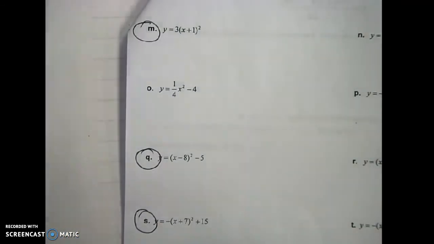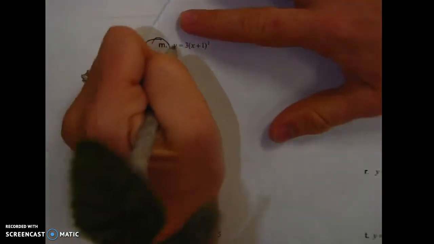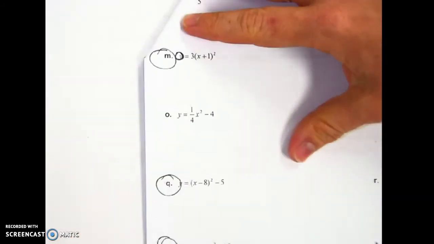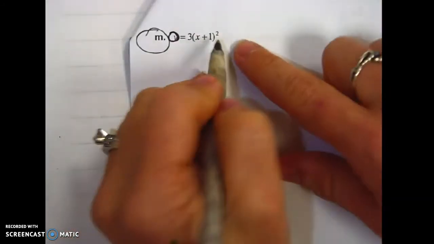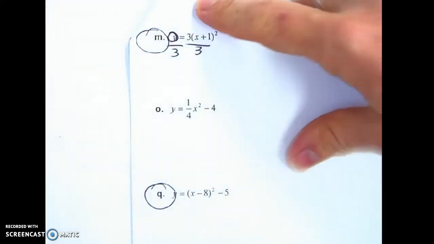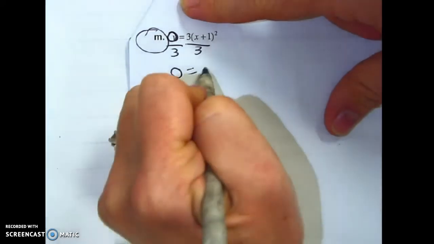Letter M. First thing I got to do, set it equal to 0. You'll notice in this case there's nothing added or subtracted, so all that's left to do is divide. Anything divided by 0 is 0.